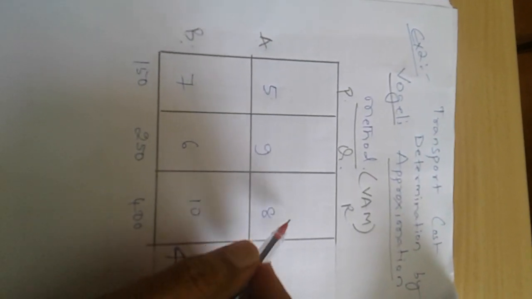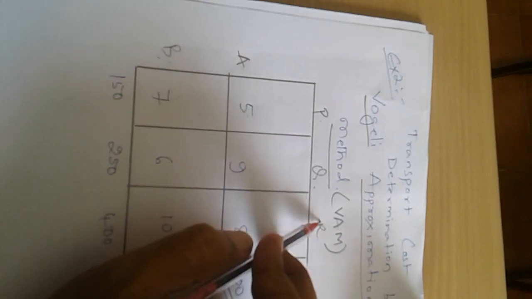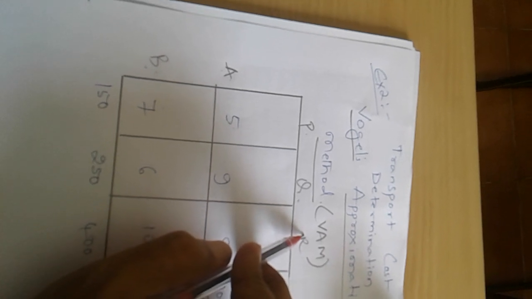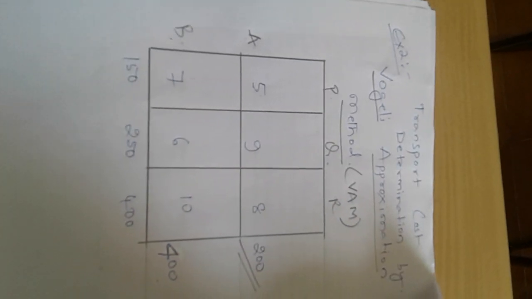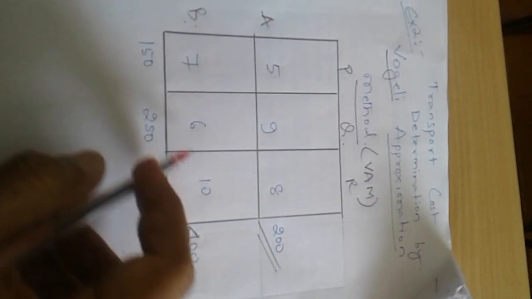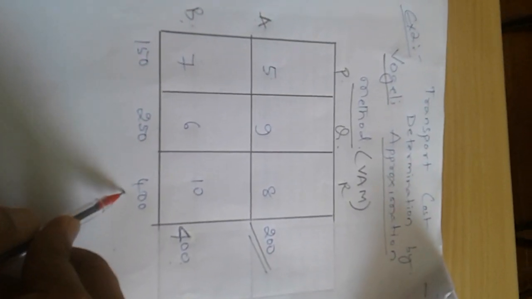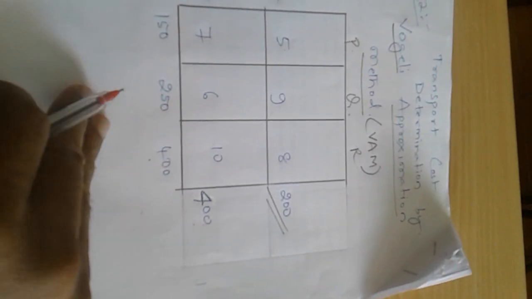Hello everyone. We'll consider one more example on Vogel's approximation method of determining transportation cost. One challenge here in solving this problem is that the total production is not equal to the total demand. So this is the problem definition. We will try to see how to solve this problem.